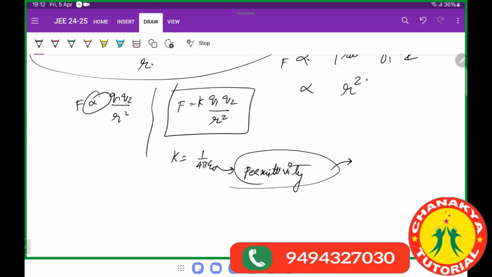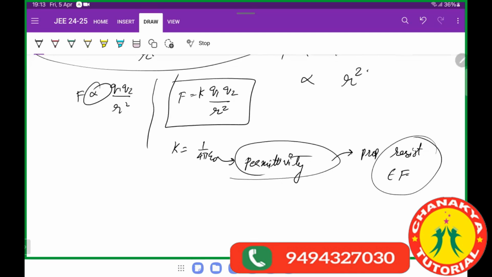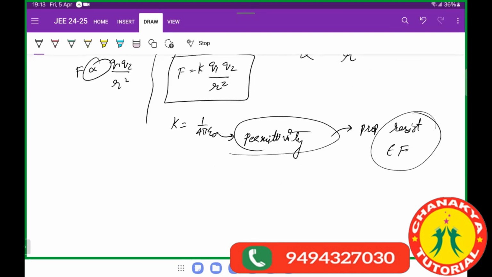Permittivity means it's a property. Like resistance resists the flow of current, here permittivity resists the flow of electric field. It will just measure how much electric field is allowed. So this permittivity, we have to see in detail.